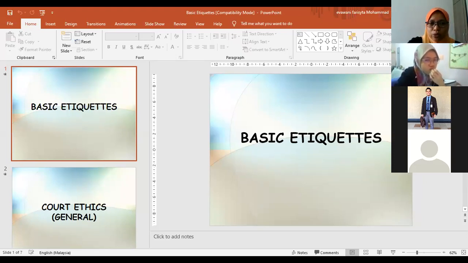Wanita, blouse. Kalau you are wearing blouse, it has to be white with pink collar, white dan bib. Bib perempuan lain ya. Okay, kalau ikut sini ya, blouse has to be white. Tapi saya tengok banyak juga yang pakai hitam, kelabu, tapi most of the court dia tak kisah sangatlah. Tapi kalau ikut arahan ni, it has to be white lah.